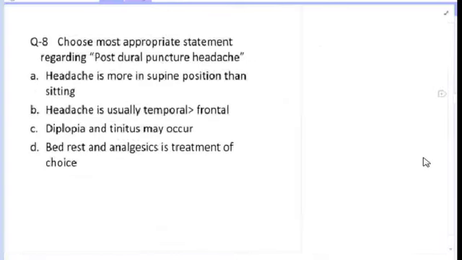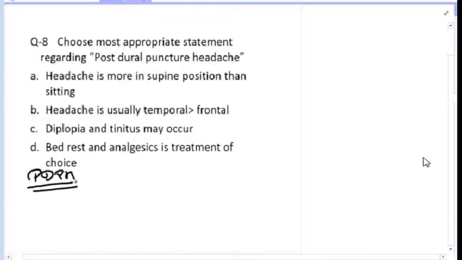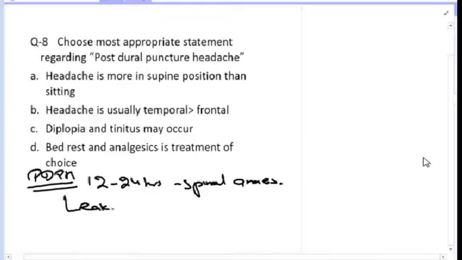Question number 8. Choose the most appropriate statement regarding post-dural puncture headache. Now, as all of you know, post-dural puncture headache or PDPH occurs 12 to 24 hours after spinal anesthesia. It occurs due to leakage of CSF from the dural puncture site.